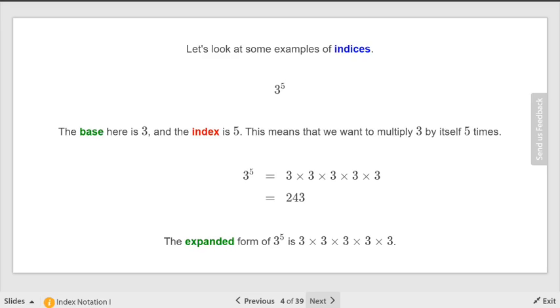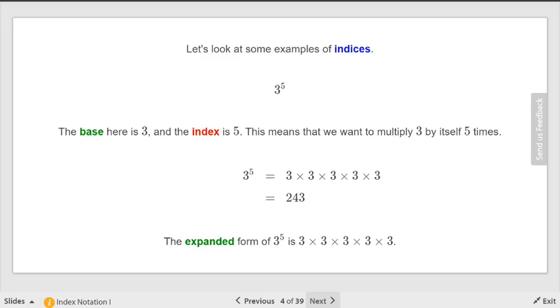No, because this is 3 times 3 times 3 times 3, right? It's not going to give you the same thing if you do 5 times 5 times 5. Okay, so the base is 3, the index is 5, so we multiply 3 by itself 5 times. And you see what they did? 3 times 3 times 3 times 3 times 3 is what number? Look up here. 243. There you go. So 243. That's a big number, isn't it?